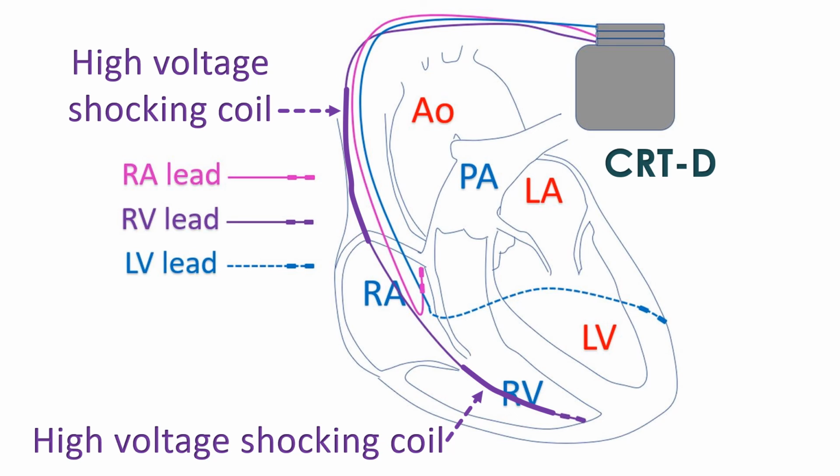CRT-D senses the arrhythmia using its leads and can deliver either overdrive pacing or a direct current shock for terminating the arrhythmia. The direct current shock is delivered between the electrically active can of the device and the intracardiac high voltage shocking coil.